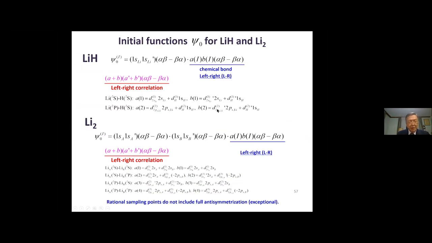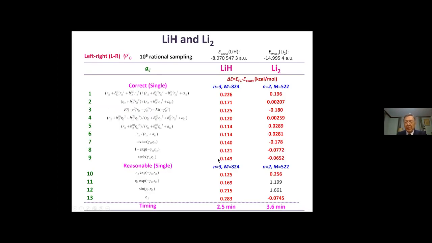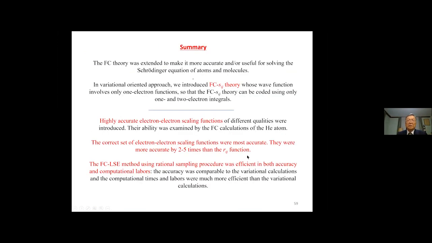And next is molecule, lithium hydride, and lithium 2. And our results again are similar. Lithium hydride, this is order 3, a very stable result altogether. And this is for lithium 2. And the timing is just a small 2-3 minutes. So this is the summary, but I have to finish now.